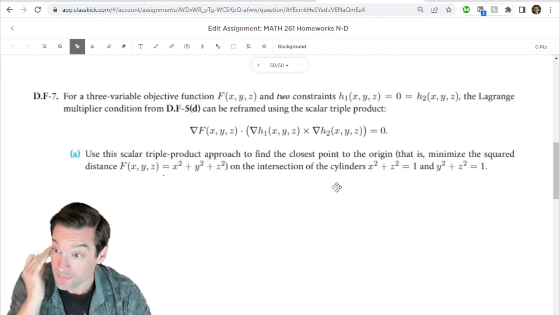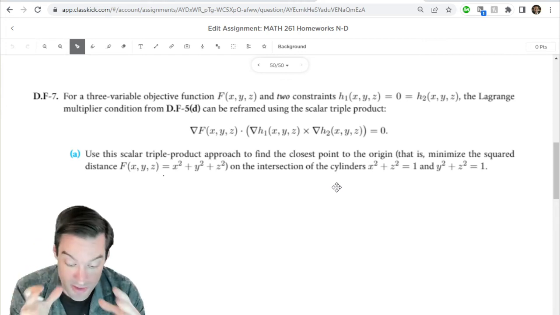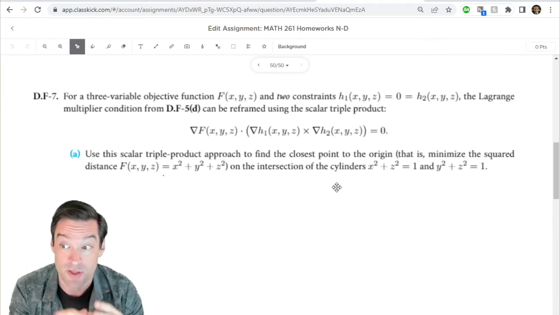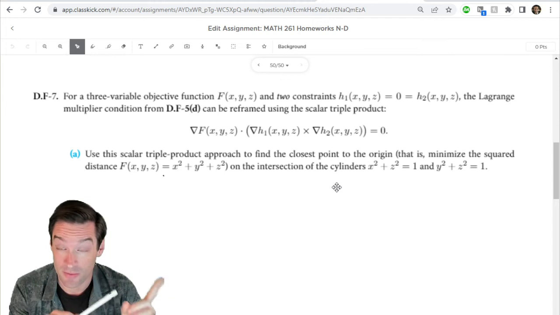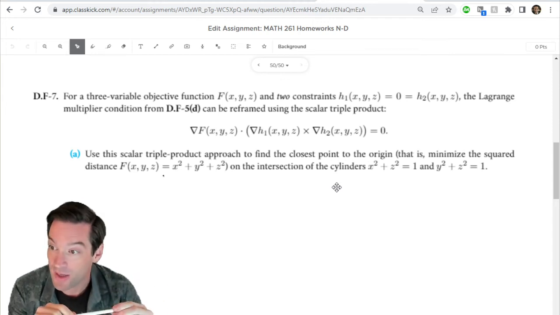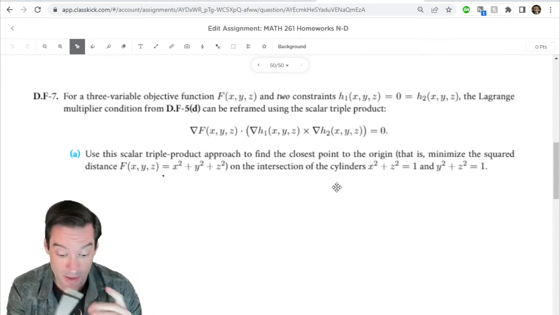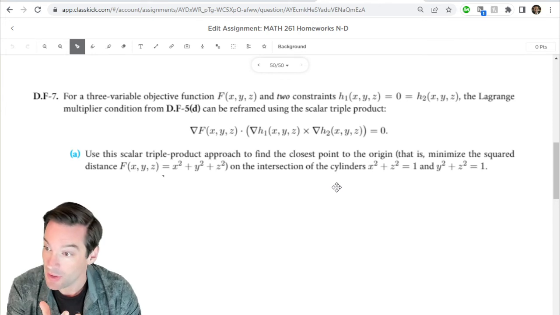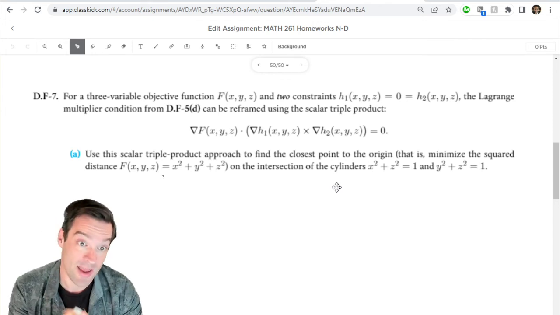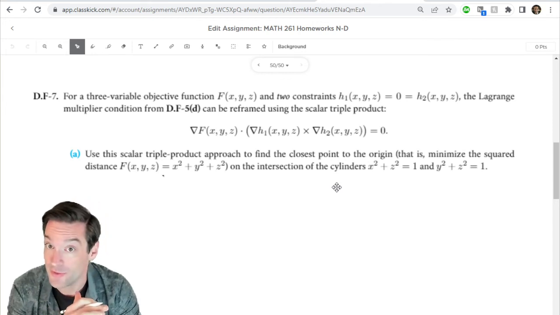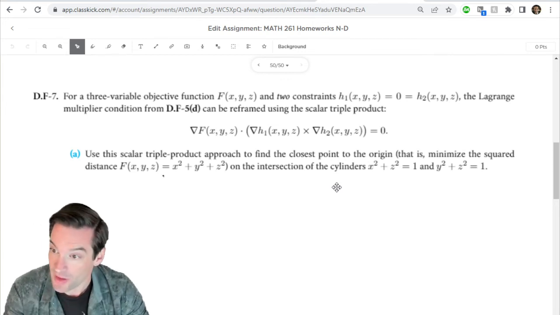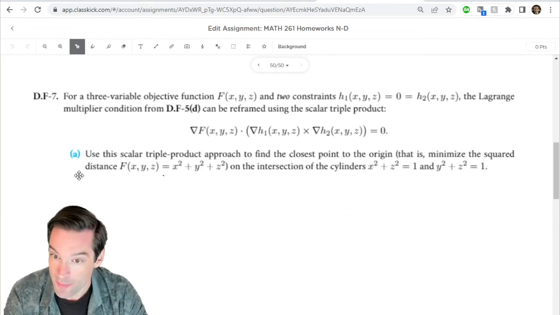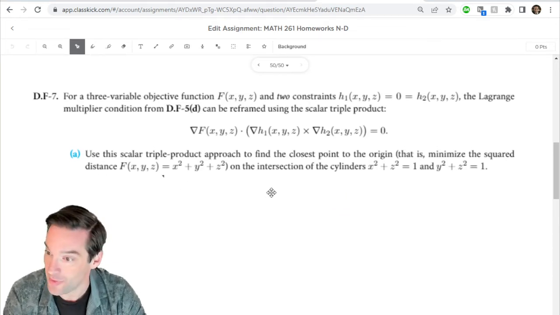So in DF7, the two-constraint, three-variable Lagrange multiplier condition that you ultimately find in question 5 can be reframed in a scalar triple product. The condition is that the gradient of f dotted with the cross product of the gradients of h1 and h2 equals 0, and then we have a constrained critical point on the intersection of those two constraint surfaces. There's only a part A, by the way.